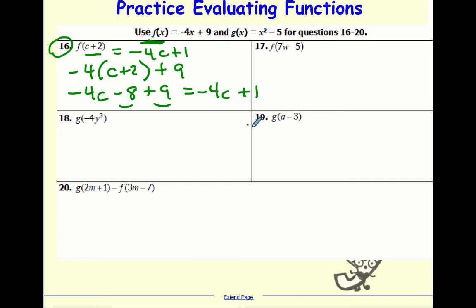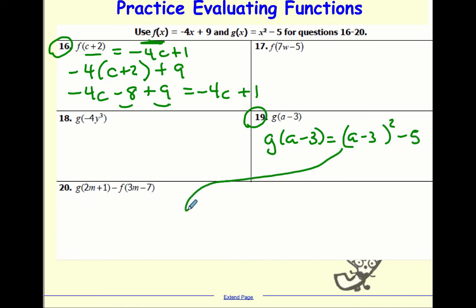Okay, now we're going to look at number 19. That's because number 19 is talking about g of x, and g of x is quadratic. So g of a minus 3 would be equal to x squared, replacing the x with a minus 3, squaring it, and subtracting 5. So order of operations, and I'm going to do this part down here, says I have to do a minus 3 times a minus 3.